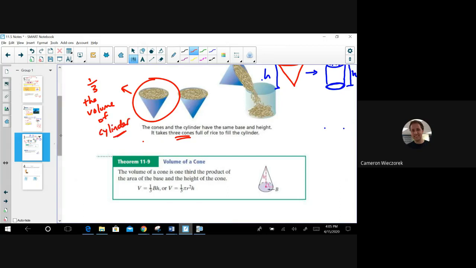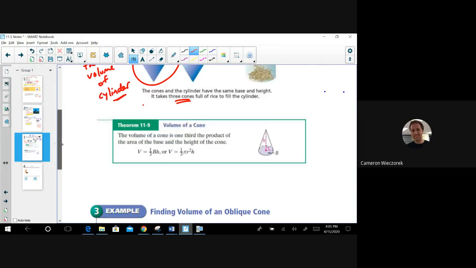Well, the cylinder's volume is area of the base times the height. So just like last time, for the cone, I'm going to have to put a 1/3 in front of it. You'll notice that that formula simplifies to this, 1/3 pi r squared h. And the reason for that is the base area is a circle, which is pi r squared. So your volume of a cone, you can use 1/3 bh, or you can use 1/3 pi r squared h.